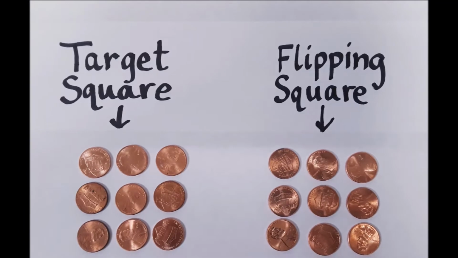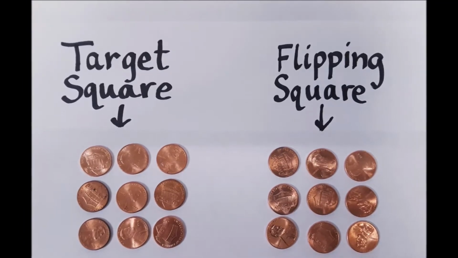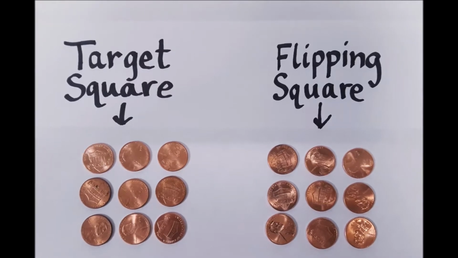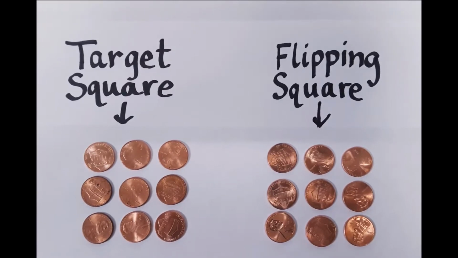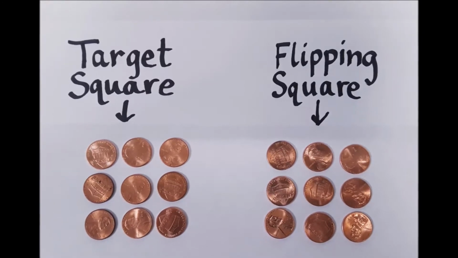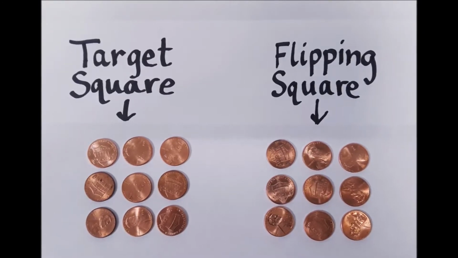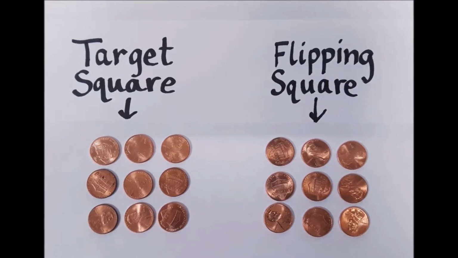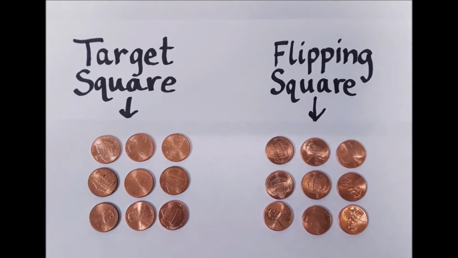First, set out 9 coins so you have a random mix of heads and tails. Place them in a 3x3 formation. This is your target square. Set out 9 more coins and arrange them randomly into another square. The 2 squares should have a different arrangement of heads and tails. That is, they should not look the same. The second one is your flipping square.